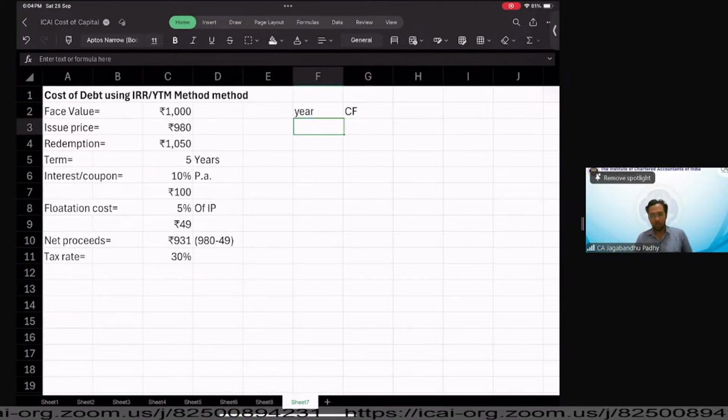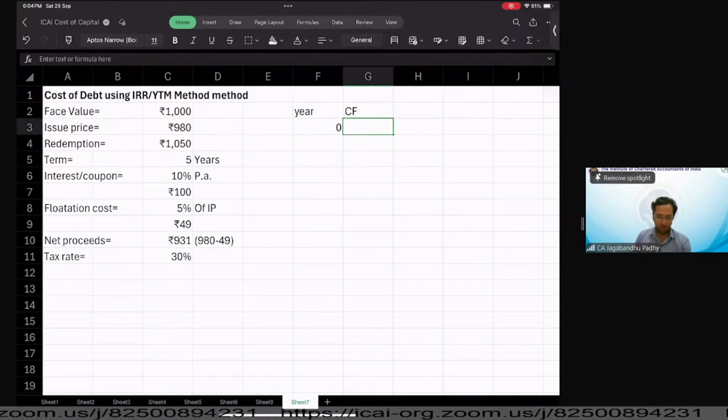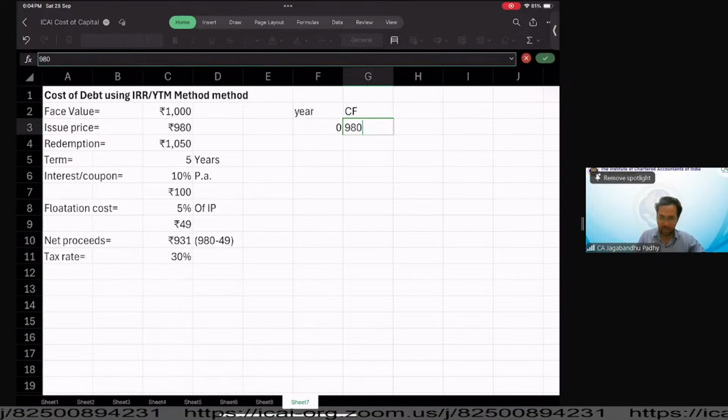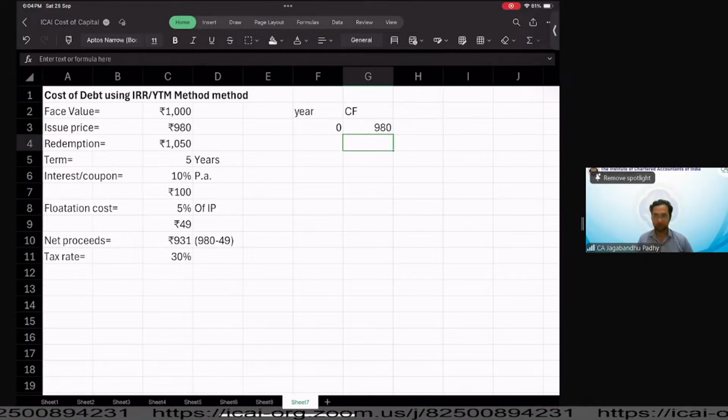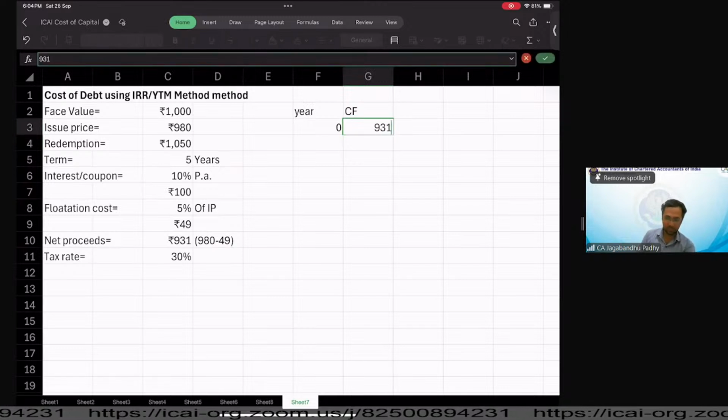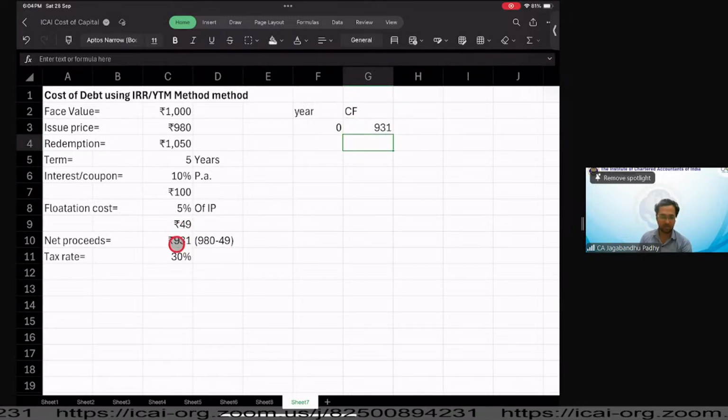In year 0, what is the amount that we are going to receive? Can I say 980? Correct? No? 931, correct. Because that's the net proceeds, right? So net proceeds is 931 after payment for the initial expenses.